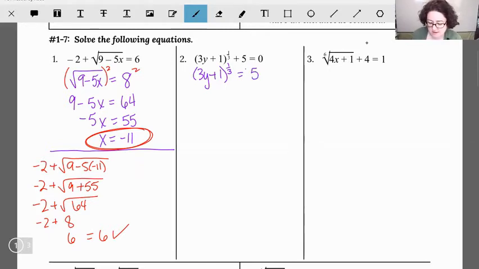Now that gives me a -5 on the right-hand side, but I do not have an even root. I have an odd root. I have a cube root. So I shouldn't need to worry about it. I'm still going to check my answer at the end just in case.